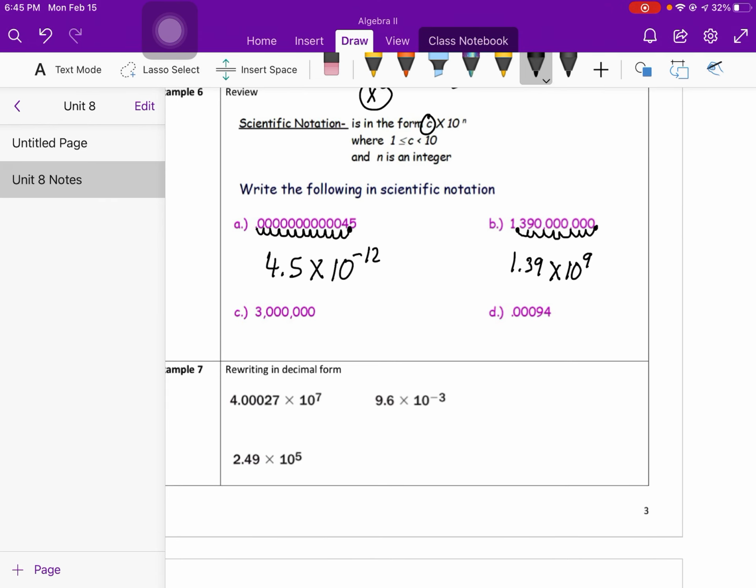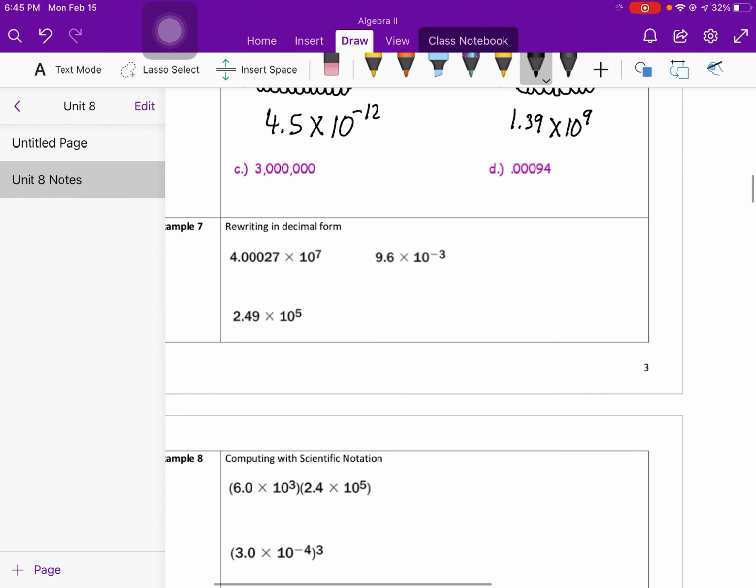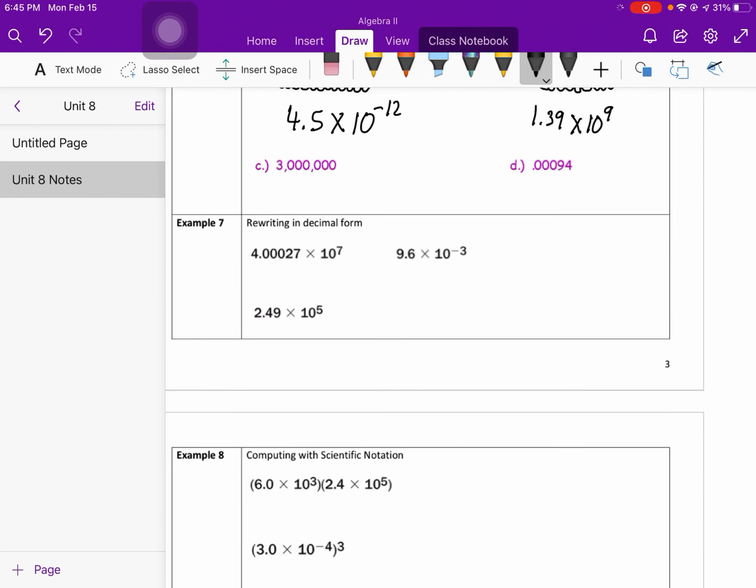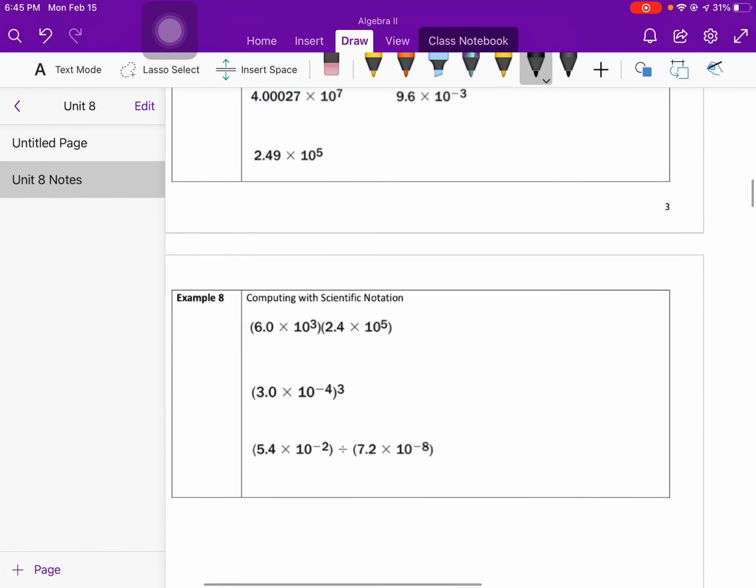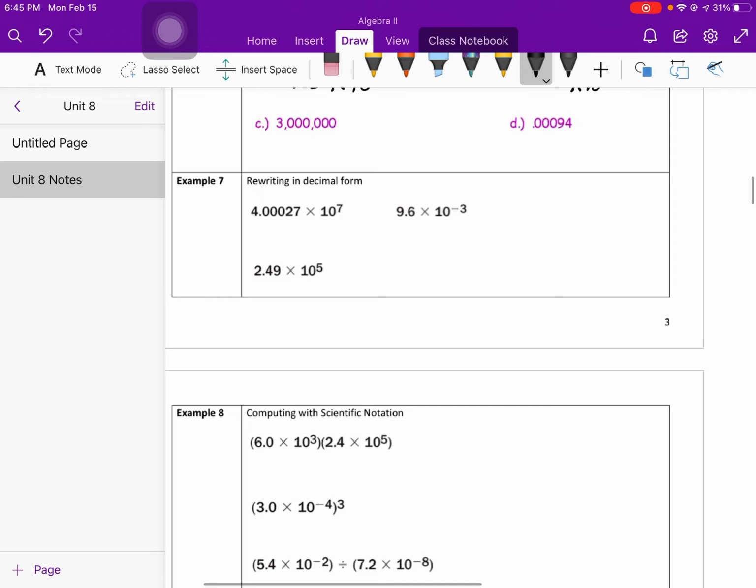For the sake of time, I'm going to skip these next two. You can go ahead and try them. Now, when you rewrite it, here we have 0.00027 times 10 to the 7th. 10 to the 7th is going to make it bigger, so we shift it this way. 1, 2, 3, 4, 5, 6, 7. Now those open spaces we're just going to fill in with zeros. So this is going to be 4, 0, 0, 0, 2, 7, 0, 0. Fill in your commas.